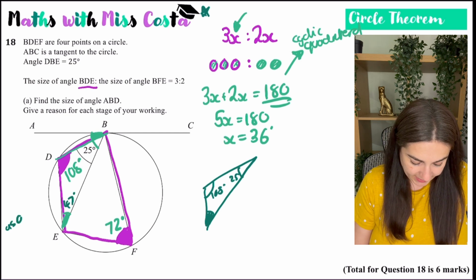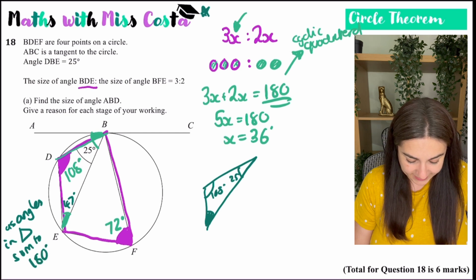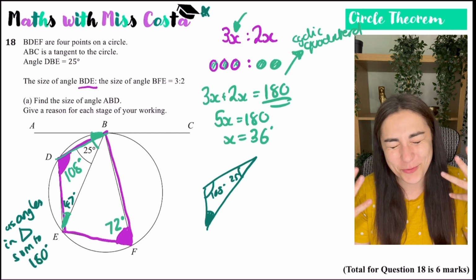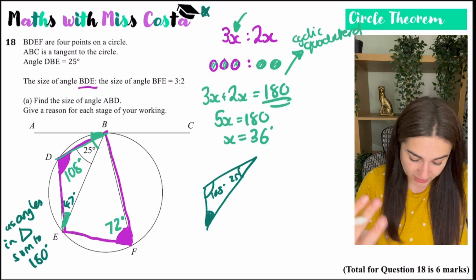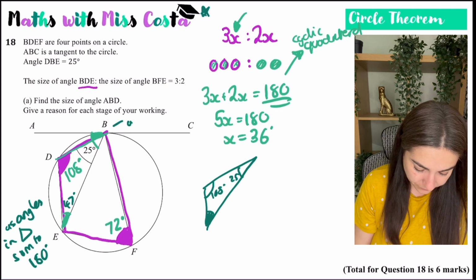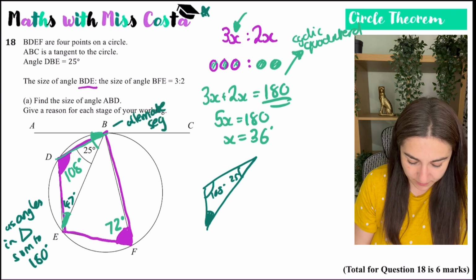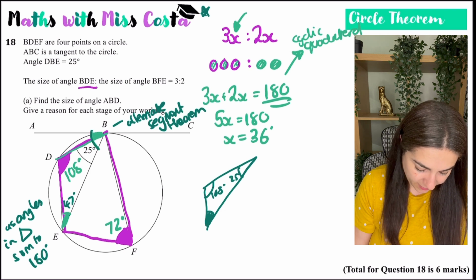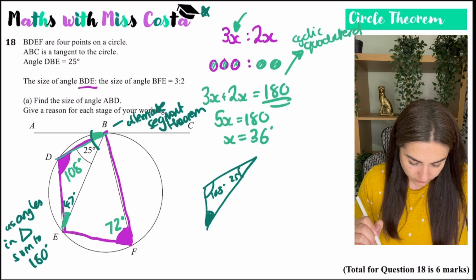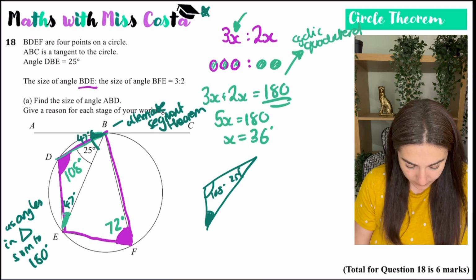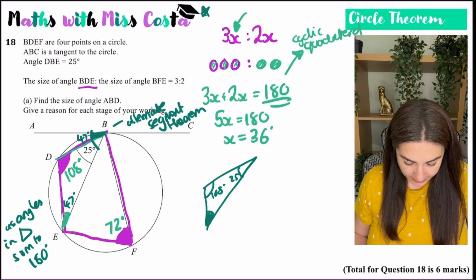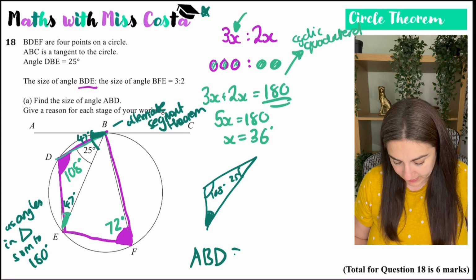And I'd say, because angles in triangles sum to 180, don't forget your reasons. It's really important you write your reasons, because without reasons you don't get the marks, even for the basic things. For the alternate segment theorem, you can just write alternate segment theorem, that's okay. So therefore, this little bit here is 47 degrees. And what are we trying to work out? ABD. Okay, so we've worked it out. ABD is 47 degrees.